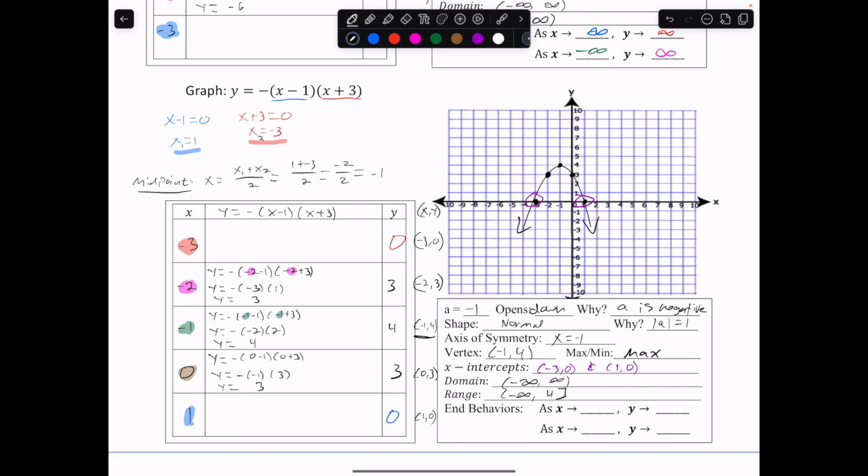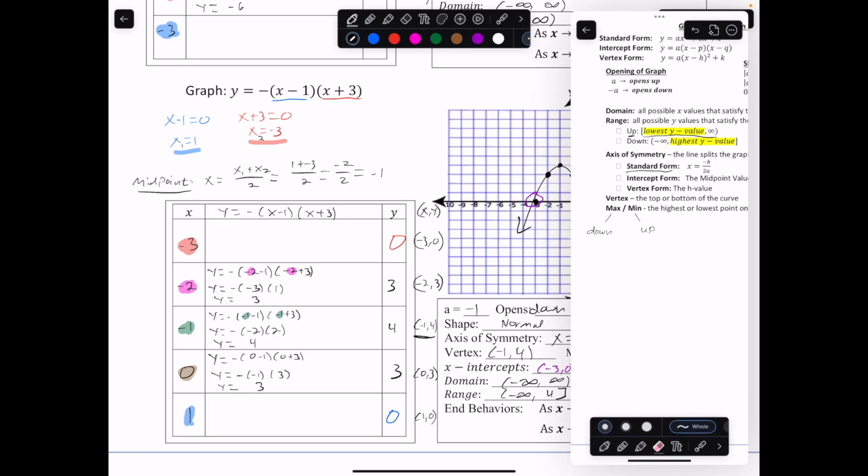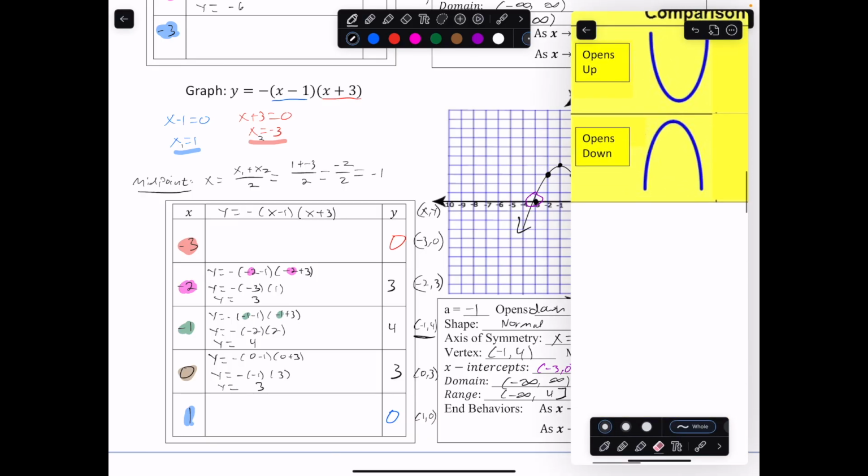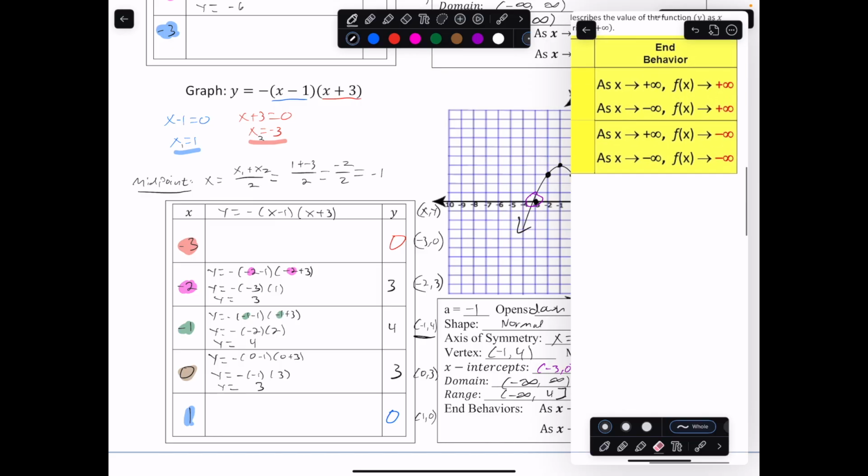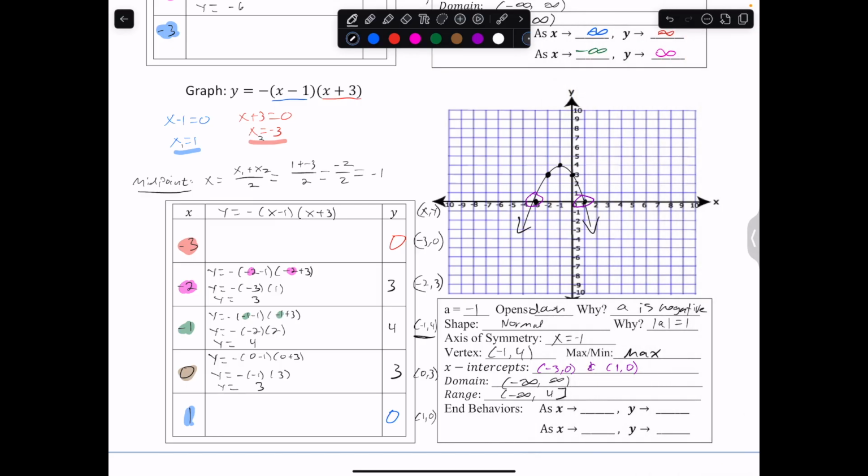And then our end behaviors this time. This time our graph opens down, so our end behaviors will always be the same like this. But let's go ahead and talk about it. So as we go forever on this side of the x-axis, we will reach infinity. We want to know what's going on here on this side of the graph. Well, that is going down. Well, what's down forever? -infinity. So as x approaches infinity, we say y approaches -infinity. Same idea on the other side.